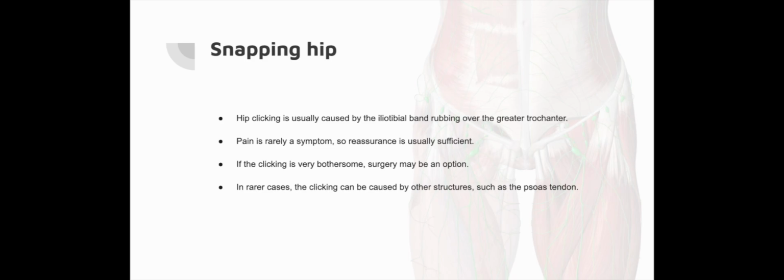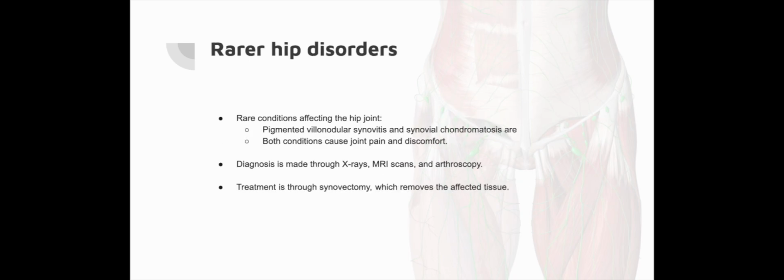The phenomenon can only be induced by active tension of the musculature. Pain complaints are rarely prominent, so reassurance rather than treatment is needed. If the clicking is very bothersome, cleaving or lengthening of the iliotibial band can be performed, and in rarer cases, clicking can also be caused by other structures, such as the psoas tendon on the ventral side of the hip.